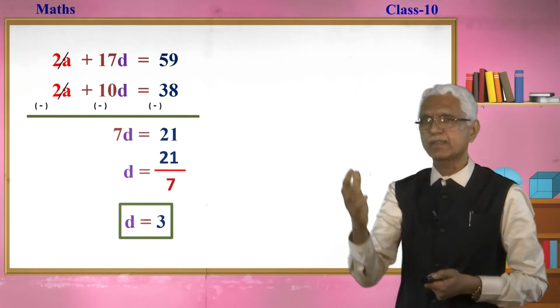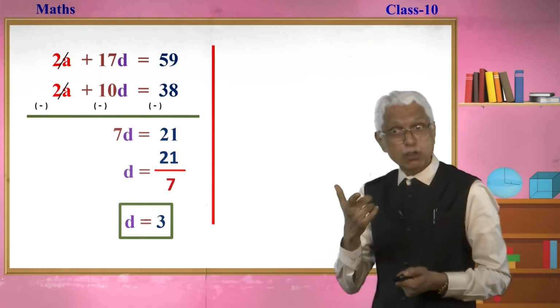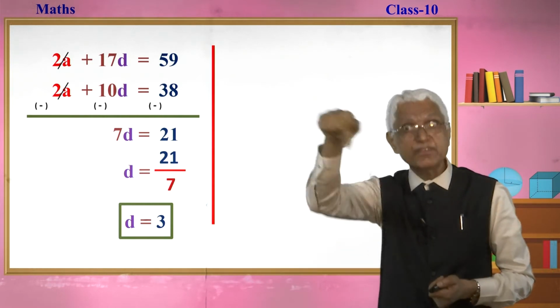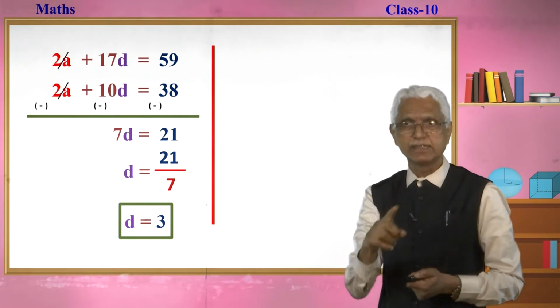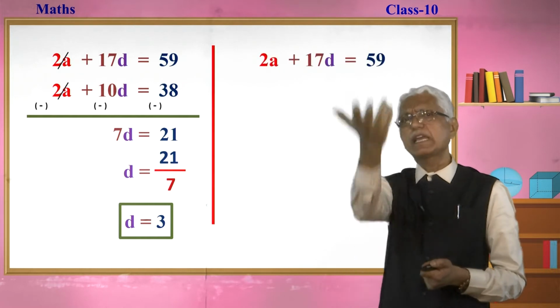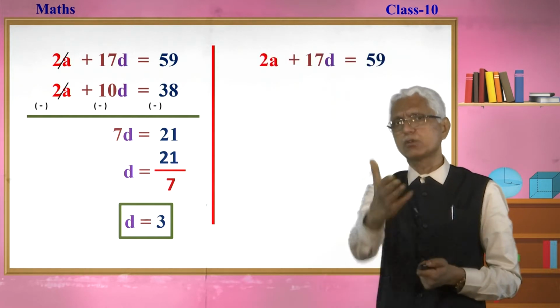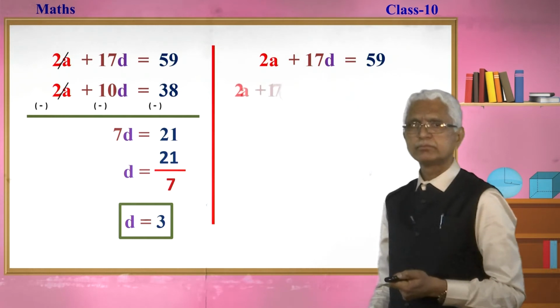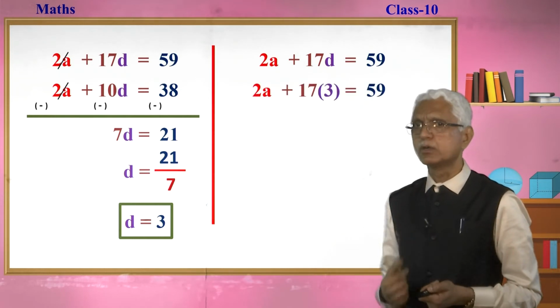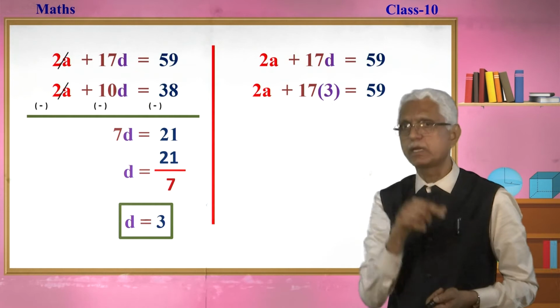Super, correct. What else do you have to find out? You have to find out the value of a, correct? Remember. Okay. What will you do? Take any one of the equation: 2a plus 17d is equal to 59. D you know, no. What will you do? You will put it in your pocket? No, you will put it in place of d.